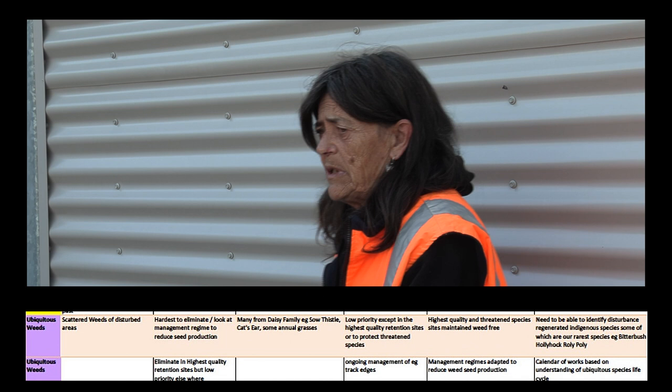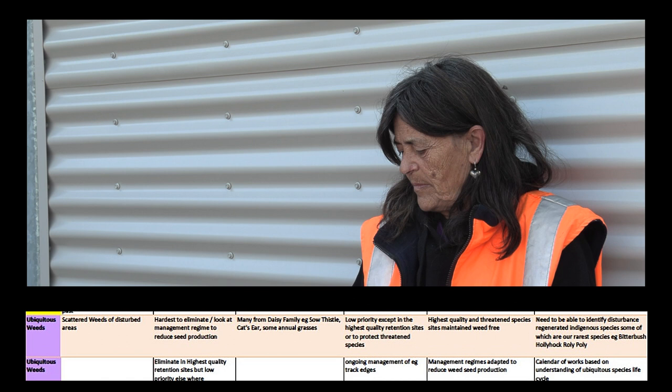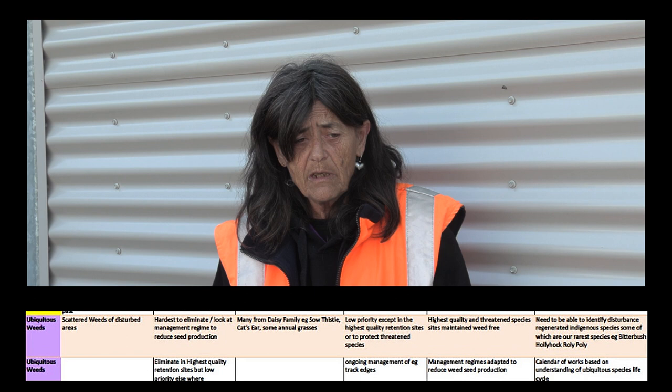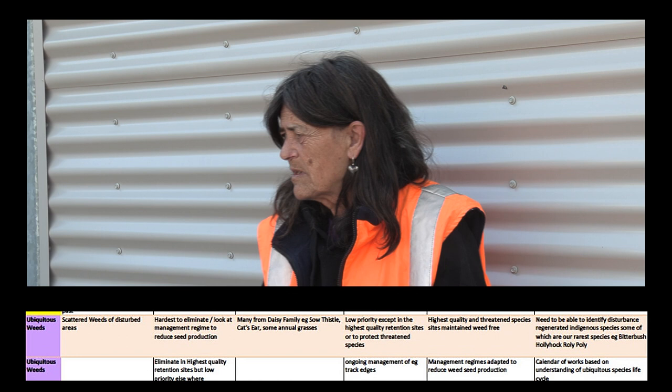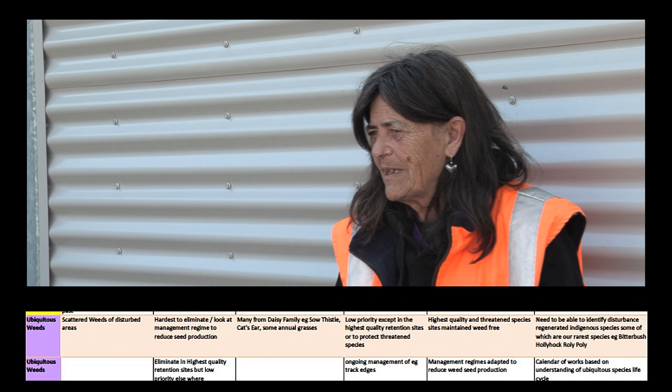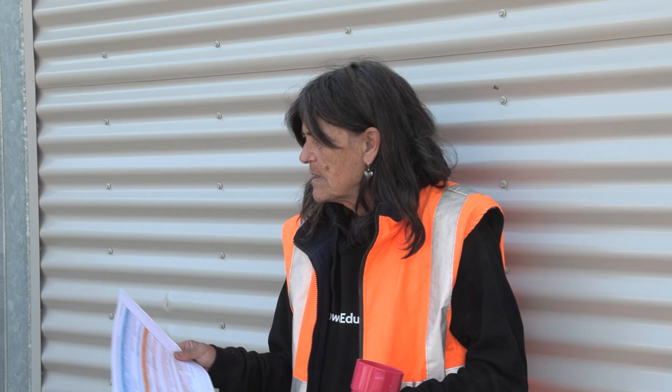So the ubiquitous weeds, with someone like that, you need to be able to identify seedlings, so you need a fairly skilled person working in those high quality sites, which you would anyway because you've got endangered species and you don't want someone treading on them. You want to minimise disturbance and you want to walk really gently and not wear heavy work boots and wear your soft slippers. And you need a calendar of works based on the understanding of what species are going to come up, and we'll go into the methodology later.